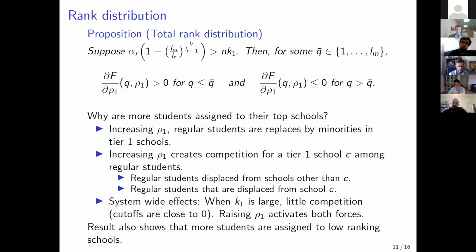So that explains why we need the system to be relatively tight to have this positive effect of reserves on the number of students assigned to top schools. The result also shows that more students are assigned to low-ranking schools. So it is not that by increasing reserves, you are going to improve, in the first order stochastic sense, the total rank distribution. So there is no first order stochastic improvement in the distribution just by moving the reserves.